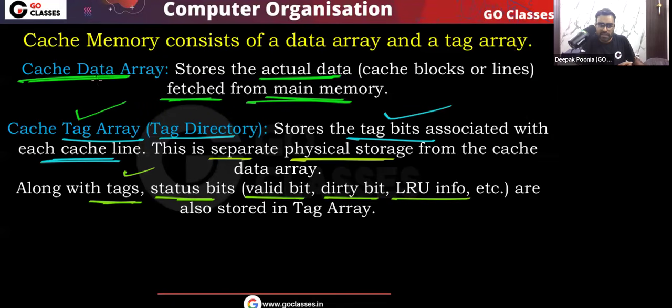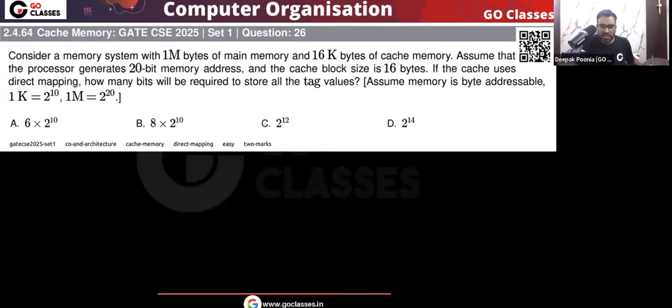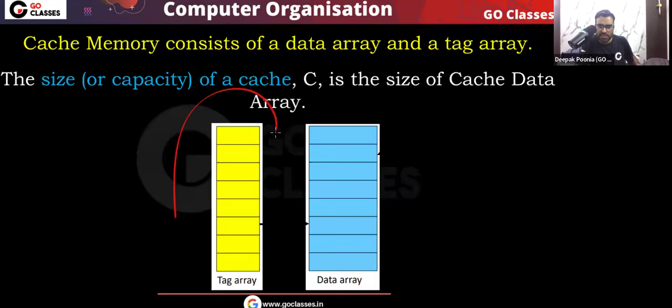And when we say cache memory size, we do not include the tag directory size. We only find the data array size. Means cache memory size is equal to data array size. But in this question, they are explicitly asking how many bits will be required to store all the tag values. For every cache line, we store a corresponding tag. So in this tag array, we are storing the tag values.